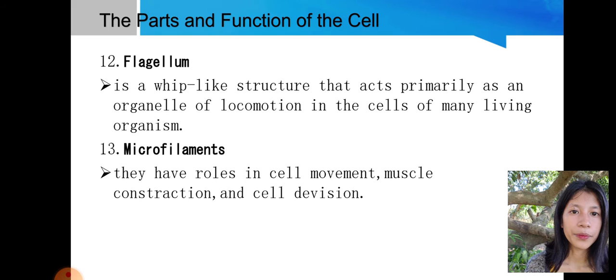Next is flagellum. It's a whip-like structure that acts primarily as an organelle of locomotion in the cells of many living organisms. Lastly, part of eukaryotic cells is microfilaments. They have a role in cell movement, muscle contraction, and cell division. Microfilaments make a cell move: one end of the actin filaments stretches out while the other end folds itself in tighter.